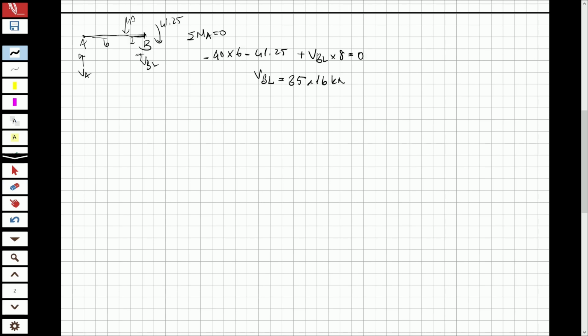From total Fy equal to 0, that will be 40 minus 35.16 minus VA equal to 0, and I will obtain VA as 4.84 kilonewton.